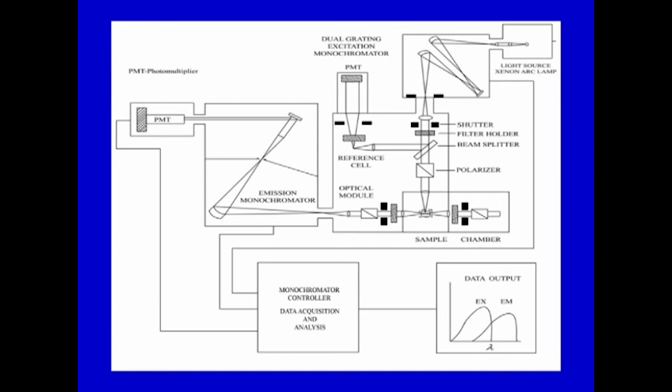So, in essence it contains both excitation as well as emission monochromators and a sample holder. For polarization effects, it would have two polarizers attached to it, so fluorescence polarization could be observed. Now, there are a lot of applications of fluorescence spectroscopy in biotechnology and otherwise.